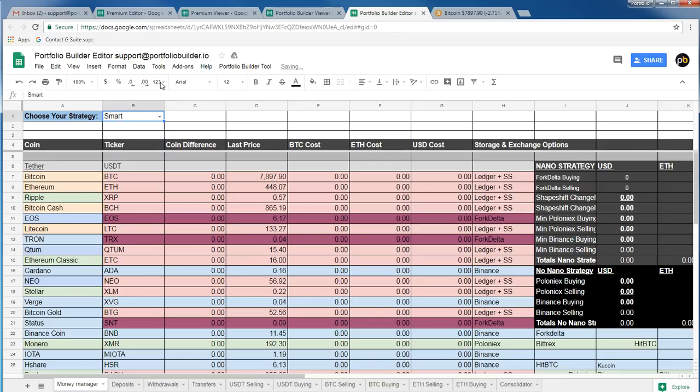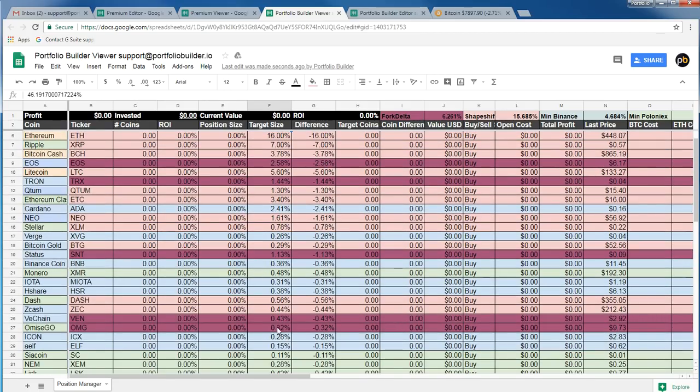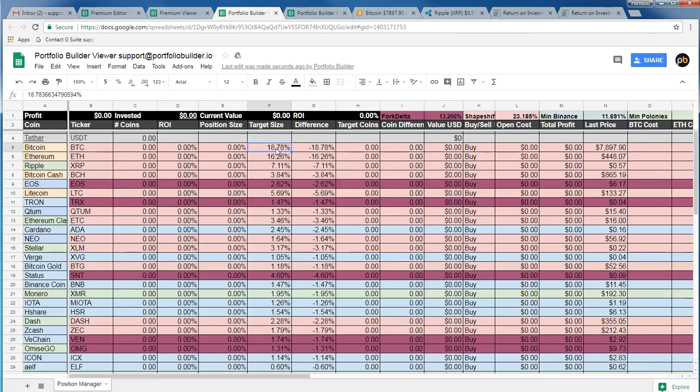So I just updated it for the smart portfolio, and I'd like to just point out some of the position sizes. Let's note that the target size for Bitcoin on the smart strategy is 46%, whereas if we just look down below at, say, Zcash, the position is 0.44. Now what I'll do is I'm going to toggle to the super risky strategy and update it, and let's see how that changes. So now we can see the target size on Bitcoin has dropped to 18%, and now Zcash has jumped from 0.44 up to 1.8%. So it's increased approximately 4 times the position size on this small coin.